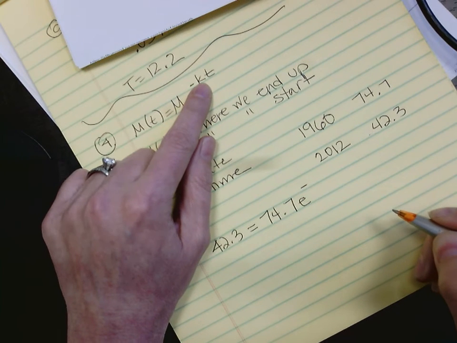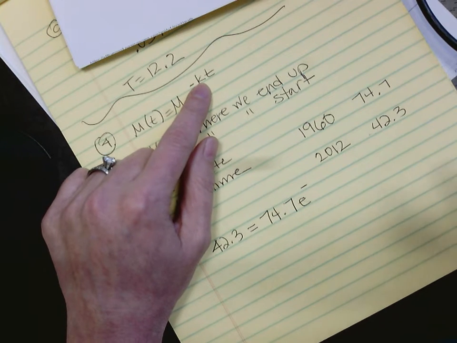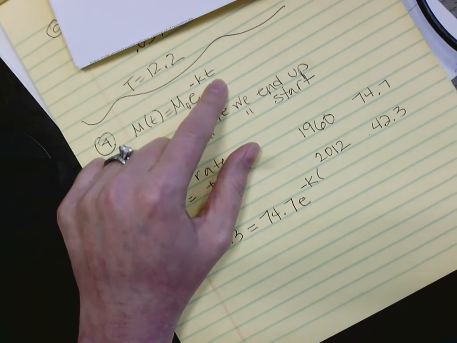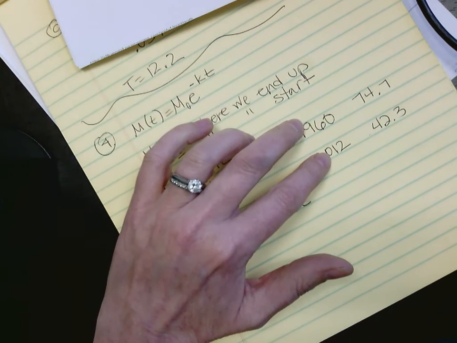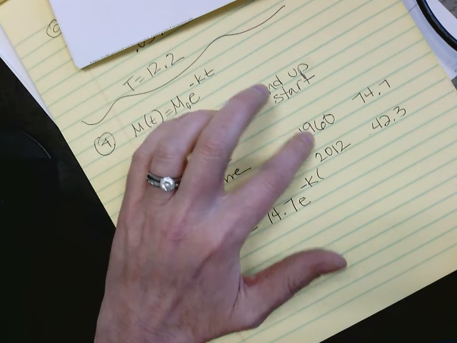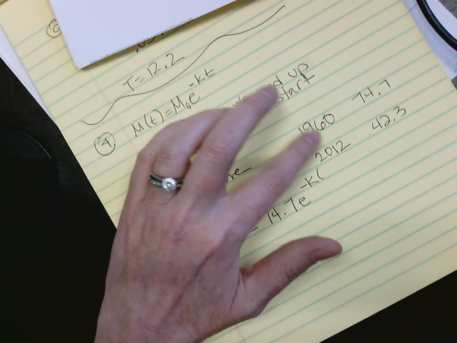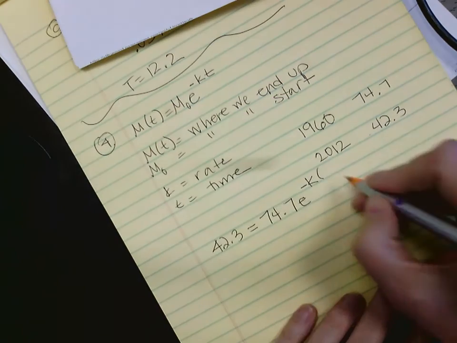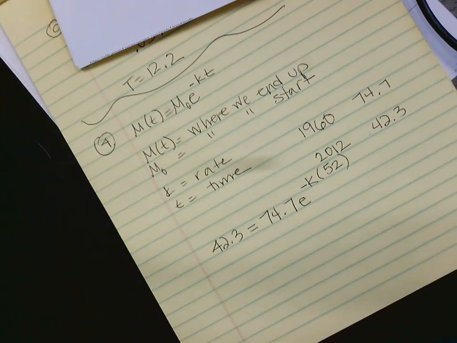Here's what I don't know. I do not know the K, which is what the first problem is asking me. But do I know the time? Well, looking at this chart, from the beginning to the end, it took 52 years to separate these two, from 1960 to 2012, which means I do know the time is 52.